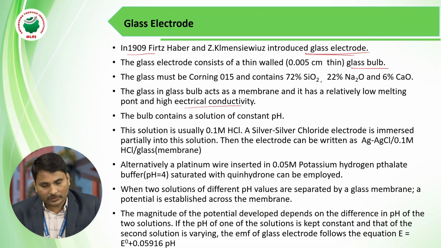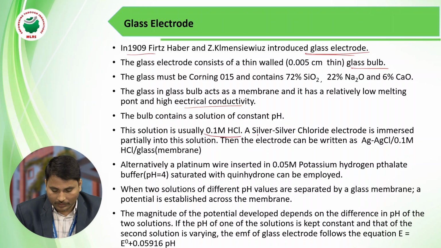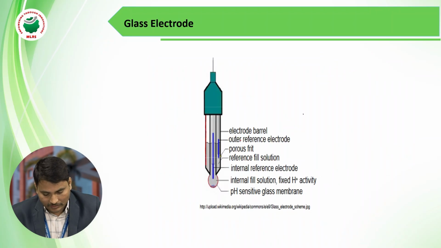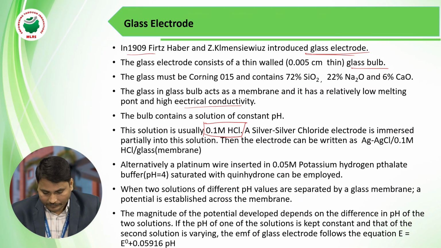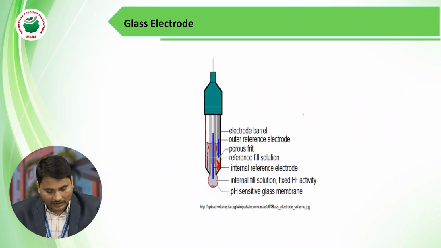This solution is usually 0.1 molarity HCl. We use 0.1 molarity HCl to fill the bulb. A silver chloride electrode is immersed partially into the solution. Then the electrode can be written as silver chloride, 0.1 HCl hydrochloric acid, and glass membrane. It is the representation of the glass electrode.